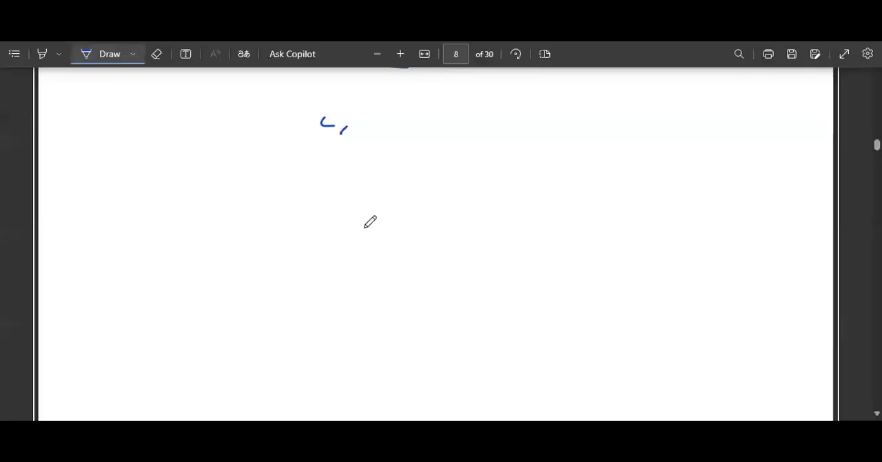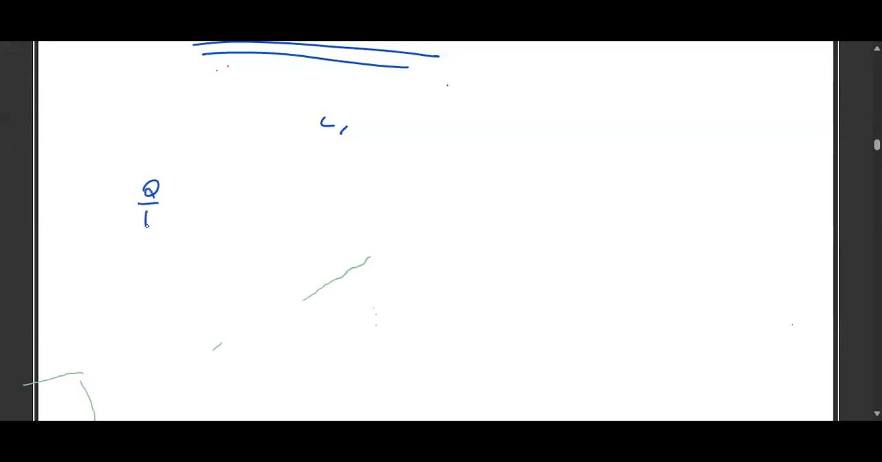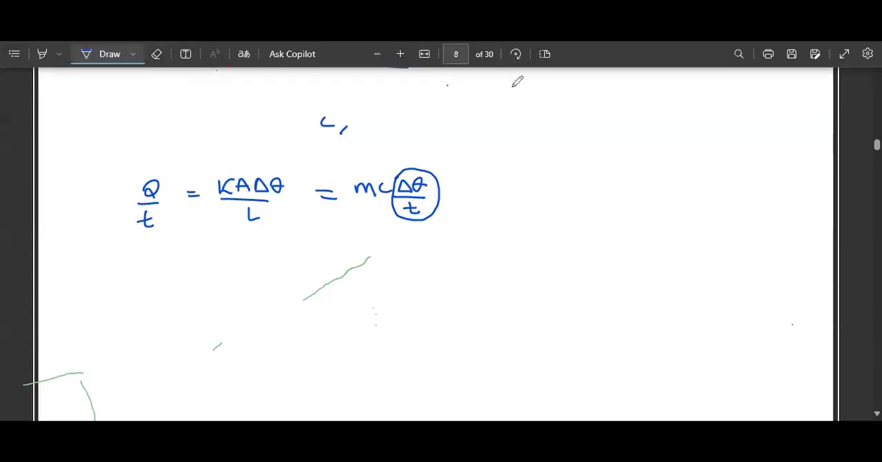So here we shall be having our rate of heat transfer, Q over t, given by K A delta theta divided by L. And because this heat is going to be transferred to the water, it will be m c delta theta divided by time. Now, this is going to give us the rate at which the temperature of the water is increasing. What they're asking us to get here is to estimate the difference.